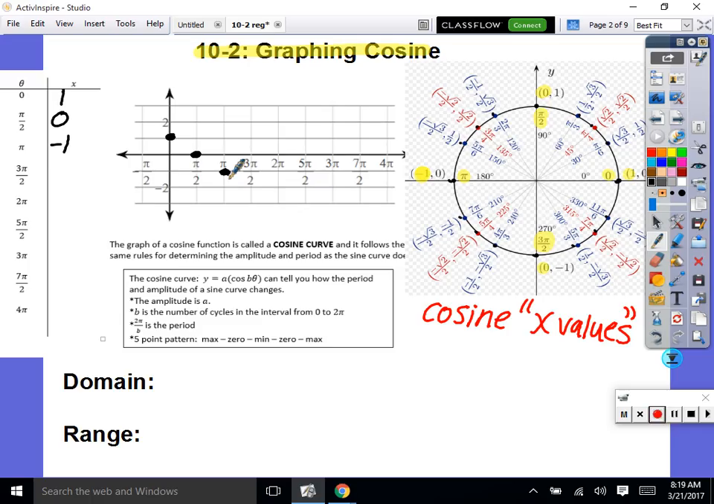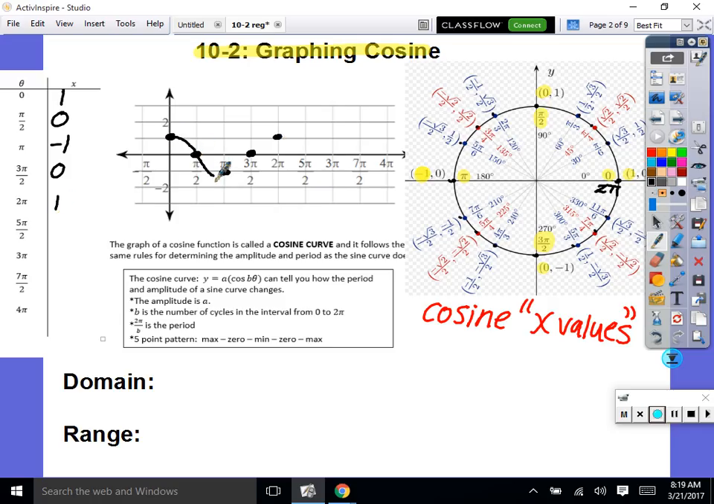Then take your eyes down to 3 pi halves. Our cosine is then back up to 0. So now we come back up to 0. And then back to 2 pi puts us back up at, look, 2 pi. This is 2 pi. We're back up at 1. So that was one cycle for cosine.